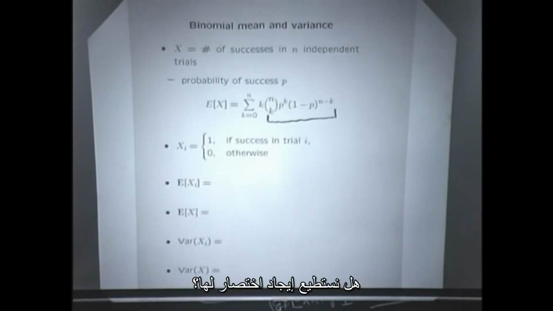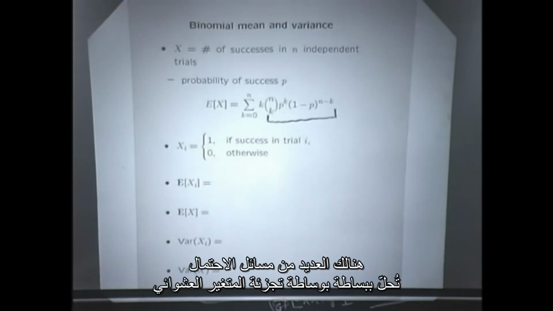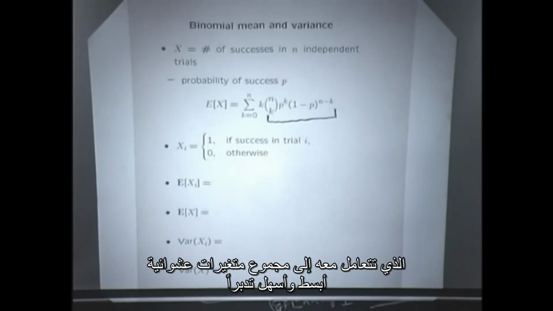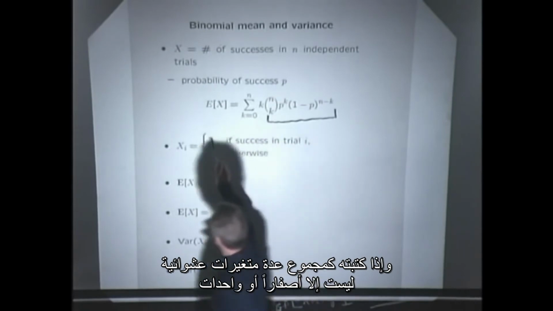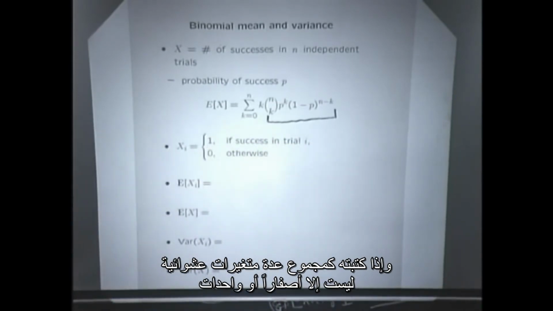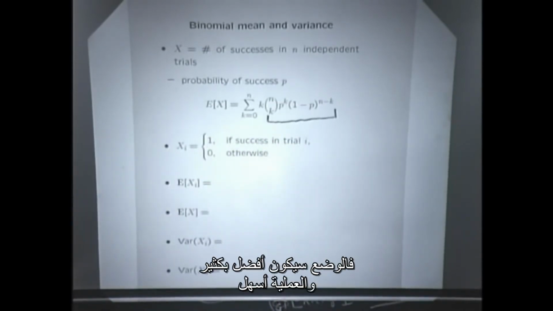Can we find a shortcut? There's a very clever trick. There's lots of problems in probability that you can approach really nicely by breaking up a random variable of interest into a sum of simpler and more manageable random variables. And if you can make it to be a sum of random variables that are just zeros or ones, so much the better. Life is easier.